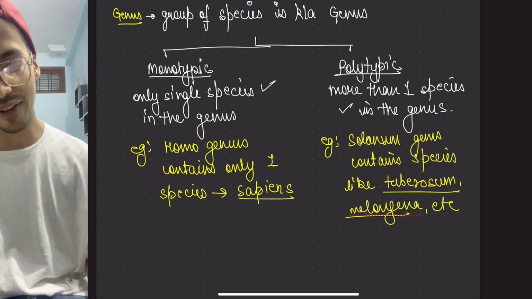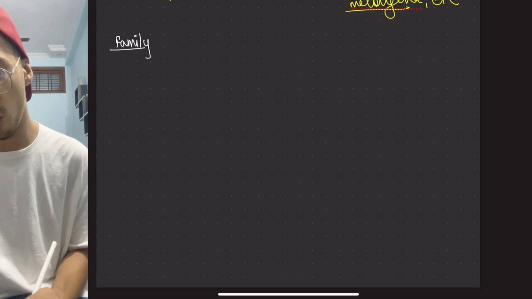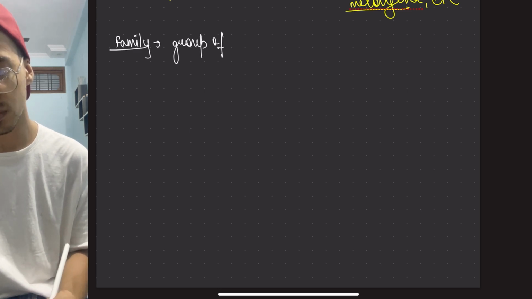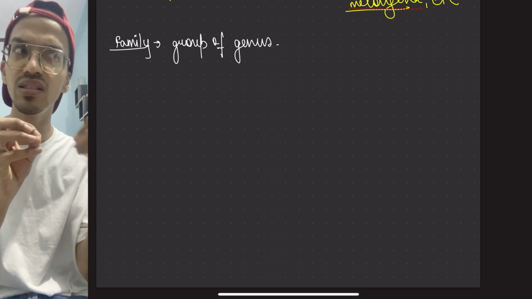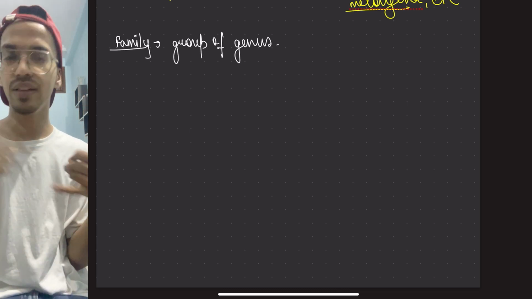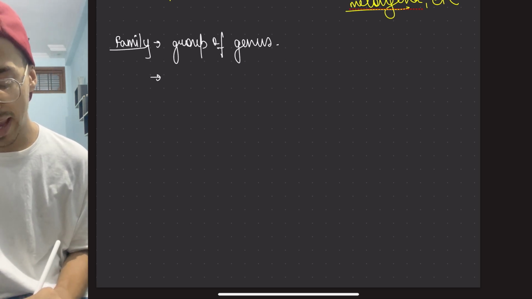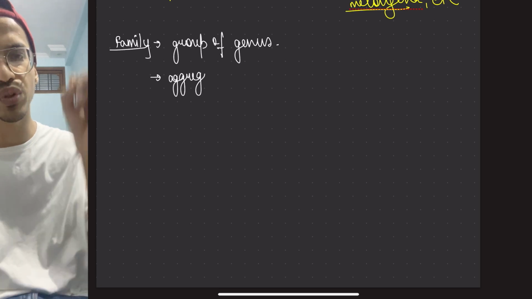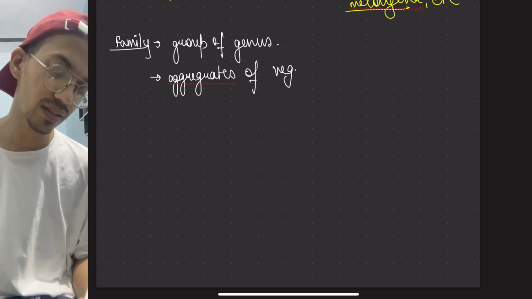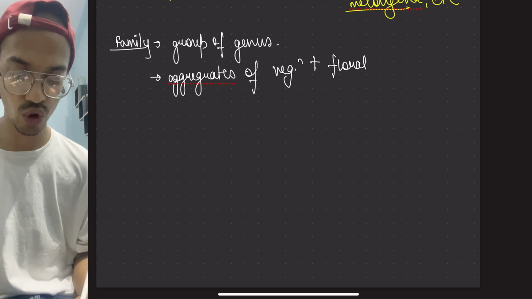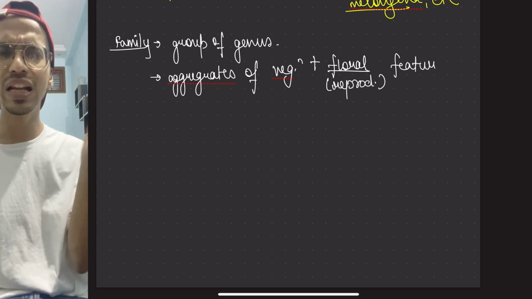So this is genus. After genus comes the next one, that is family. Family is a group of genera. Here we are considering morphological as well as reproductive characteristics. In case of plants we call them floral characteristics; in case of other organisms we consider reproductive structures. So it is an aggregate of vegetative plus floral features, normally reproductive features. We're going to be learning the examples later on.